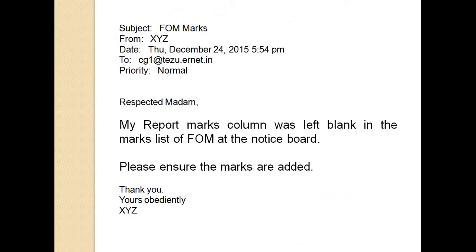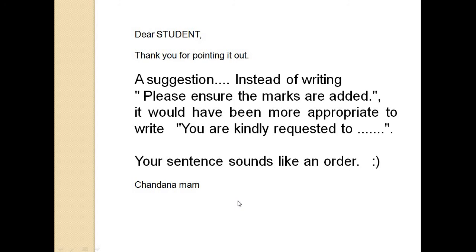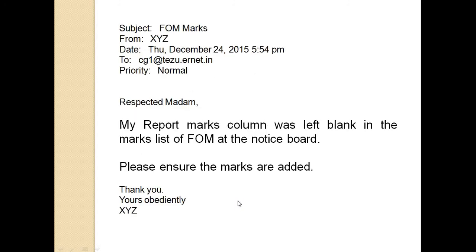Now let me share some mistakes. You may write something but the meaning will be something else. So this is a student who writes, the salutation is very good, respected madam. Closing is also very nice, yours obediently. But look at the content. My report marks column was left blank in the mark list of FOM at the notice board. Please ensure the marks are added.